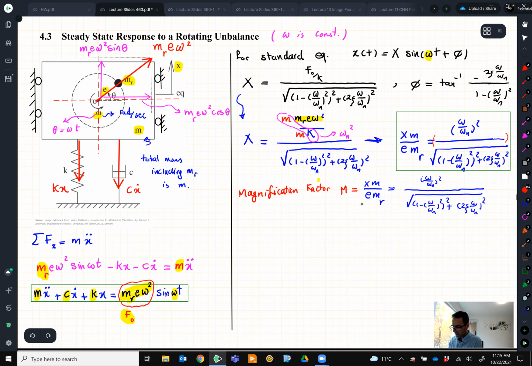And like always, we like to plot these things and see how it looks. Of course, for simplicity, we start with the no damping scenario. Let me make this one better. This is omega, and this is like that. Better.